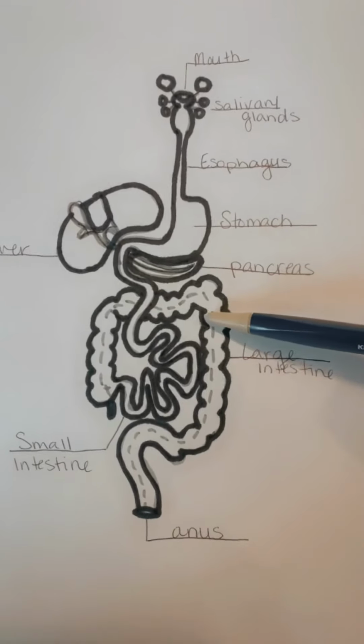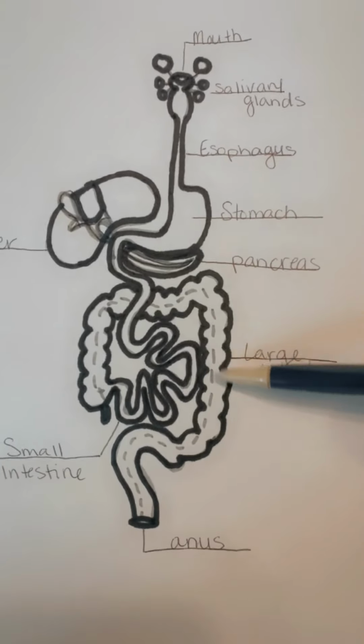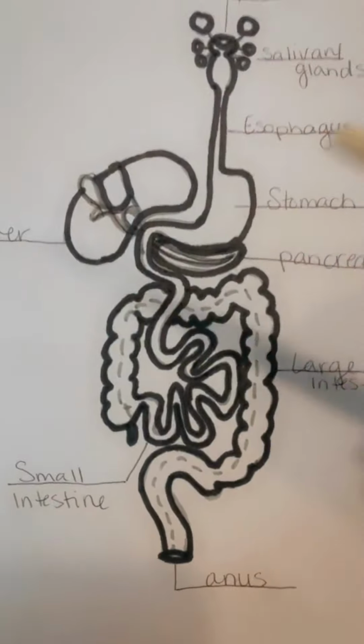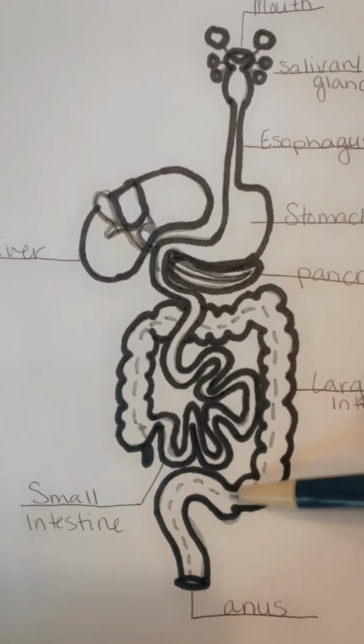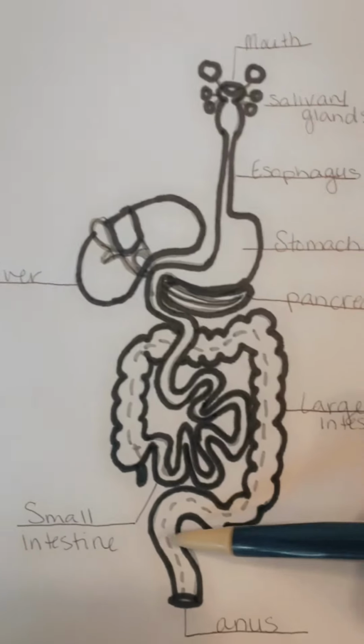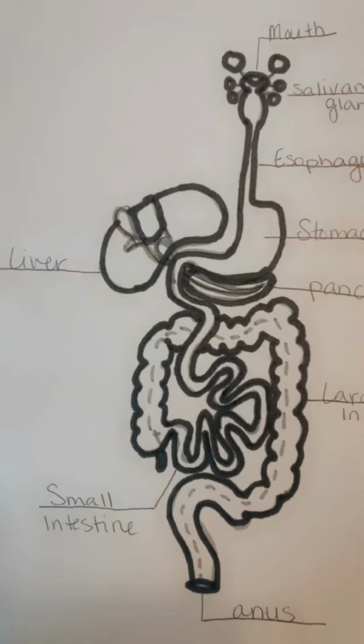So from the descending colon, we go through the sigmoid flexure into the sigmoid colon, then through the sphincter into the rectum, and through the anal canal to the anus.